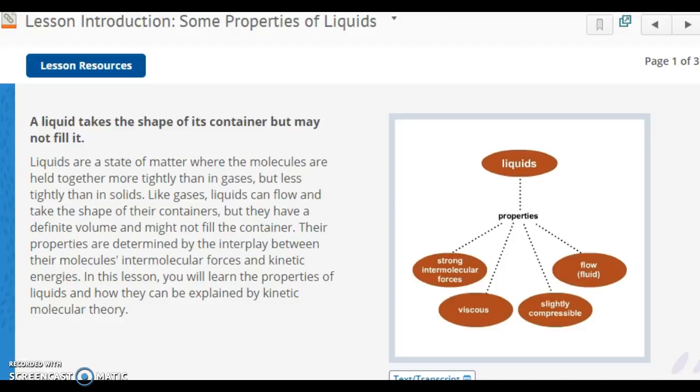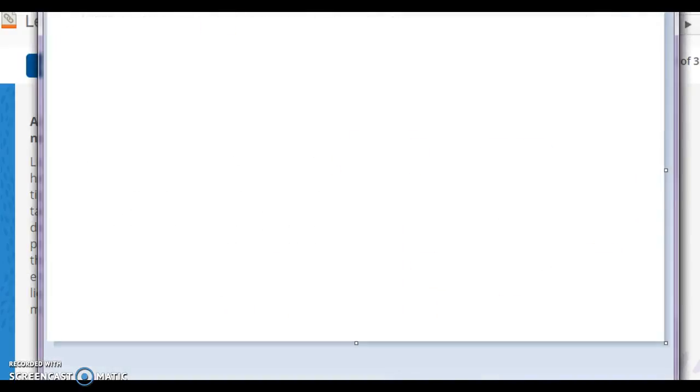Like gases, liquids can flow and take the shape of their containers, but they have a definite volume and might not fill the container. That means if I have 1 gallon of milk, it's 1 gallon of milk whether it's in a pitcher, in a jug, or on the floor. It's 1 gallon. Their properties are determined by the interplay between their molecules' intermolecular forces and kinetic energies. So kinetic energies, the fact that they're moving, and intermolecular forces. That means if I have H2O, I have many molecules of H2O. And inter means between. So it's how the molecules interact between each other.